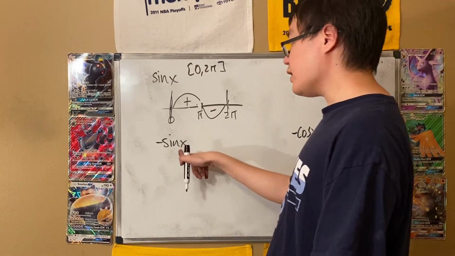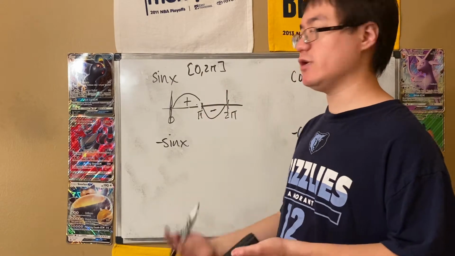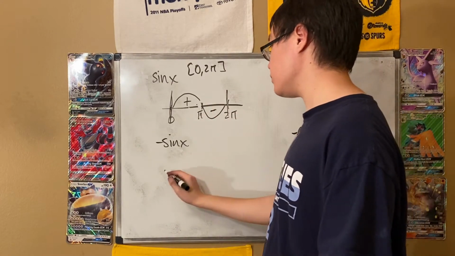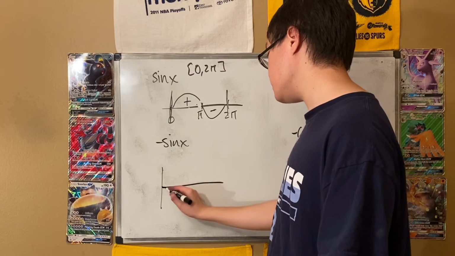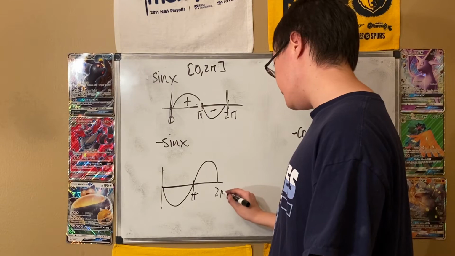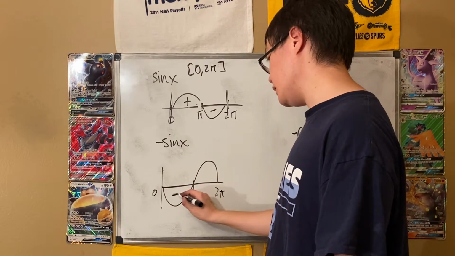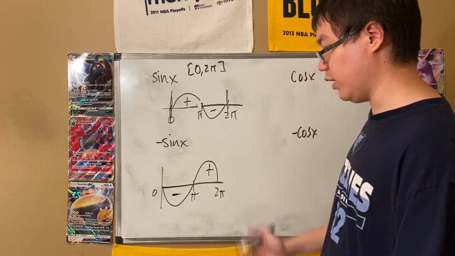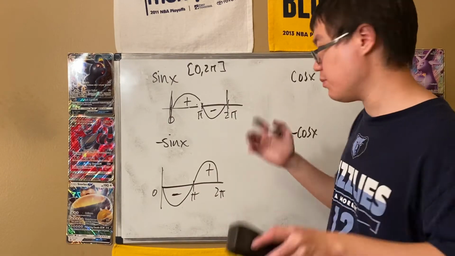What is negative sine of x? The sign chart of negative sine of x. Well, this is just the upside down version of the previous one. So it's going to be this, where this crosses at pi, 2 pi, and this is 0. So this is negative and positive. I don't actually care about the wave. I care about the negative or positive.